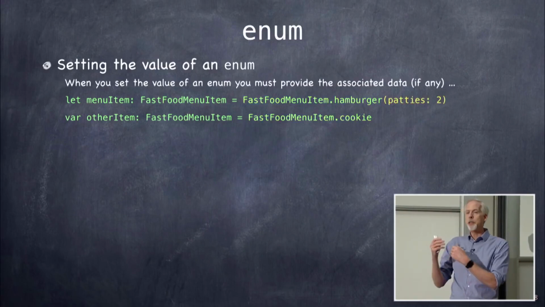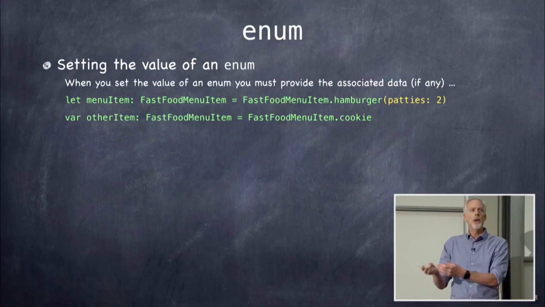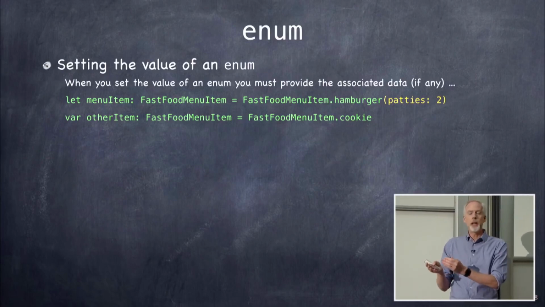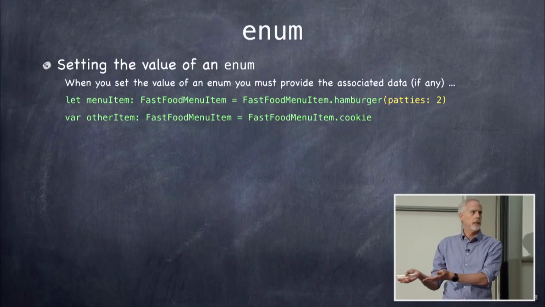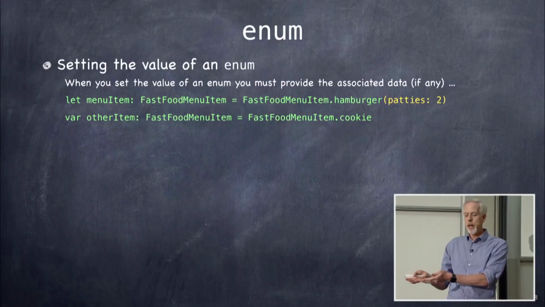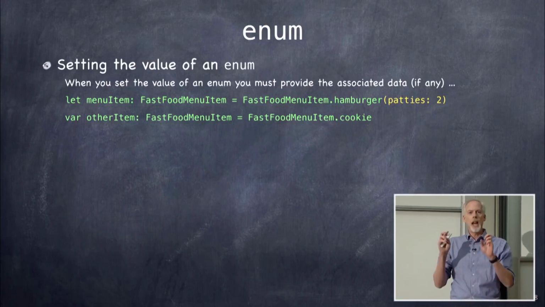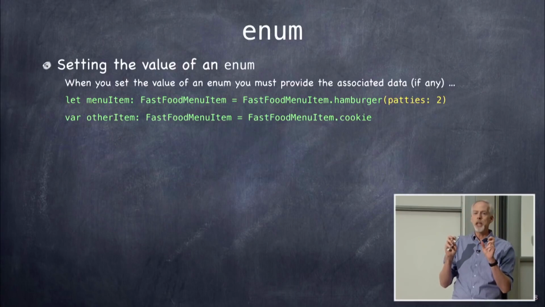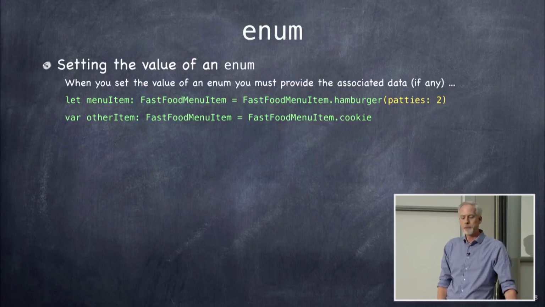And if it has associated data, I have to provide it. Okay? So the only time you can set the associated data of an enum is when you assign it. It's the only time. You can't go back later and change this to be a triple because this is fundamentally a double burger. That's what it is. And if it changed, it would change into a completely different thing. All right, so you don't change the patties.